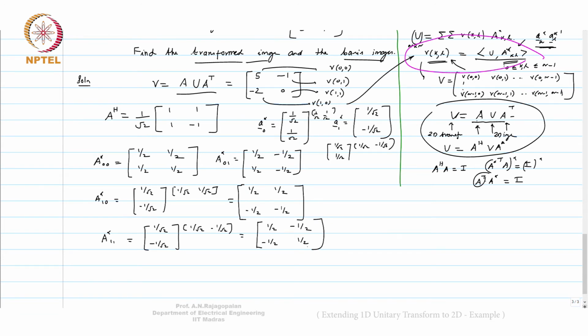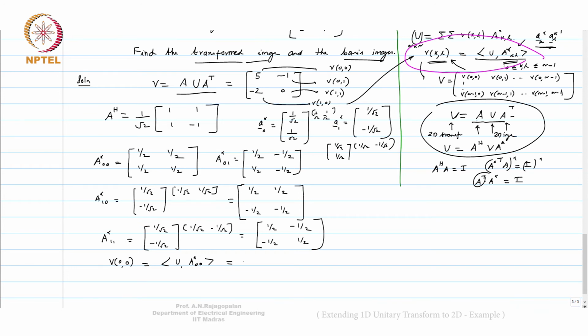Correct? Of course, you can all check that if you were to take the inner product, we have already shown that. Okay, we don't want to go through all that. Now, the point is, suppose I'm interested in V00. Right, so V00 is what? Inner product of U with A star 0, 0. Now, in this case, everything is real, therefore there's no need to take any conjugate. So, U is what? 1, 2, 3, 4.